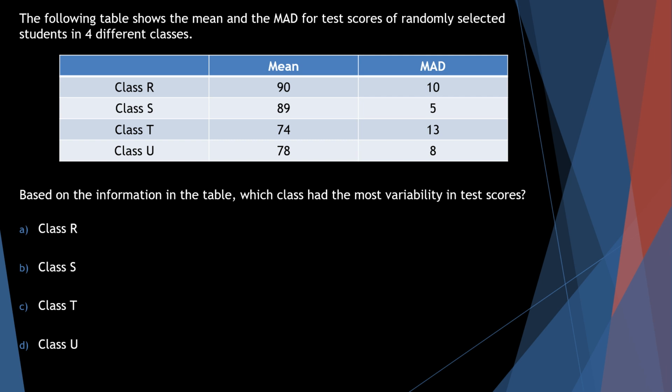So here we have a table and we have class R, S, T, and U. So we want to know, which class has the most variability? So variability means you're looking at your MAD. Don't care about this. I want to know which class has the most. I'm looking for the biggest number. 13 is the biggest number, which means class T has the most variability.